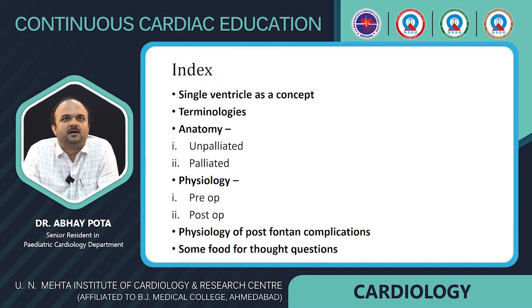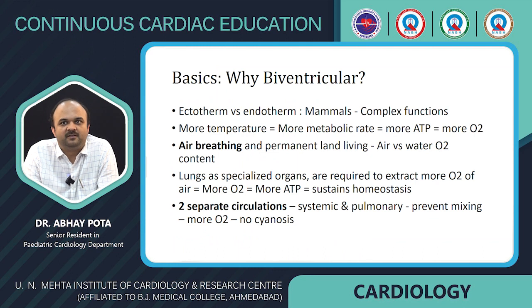Before discussing single ventricle, let us start with normal anatomy and physiology. So normal is biventricular in series separated circulation. I repeat, normal is biventricular in series separated circulation. Two ventricles, LV and RV, supplying two separate circulations, systemic and pulmonary. That's normal biventricular circulation. But have you ever wondered why we need biventricular circulation?